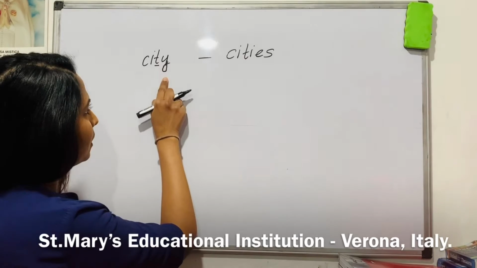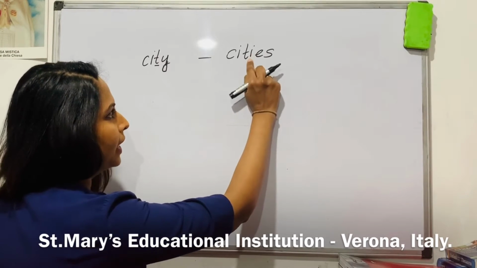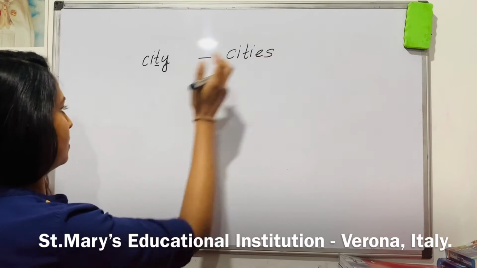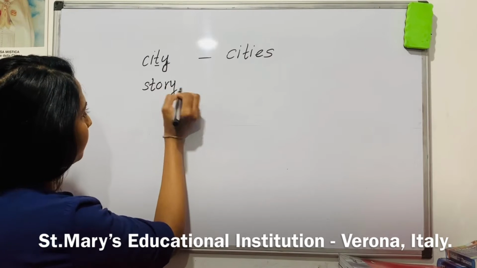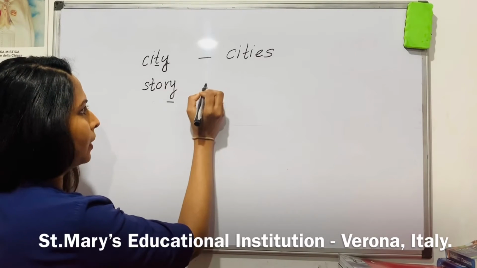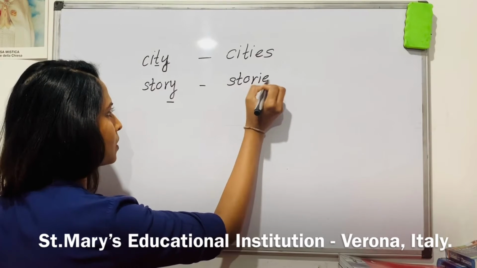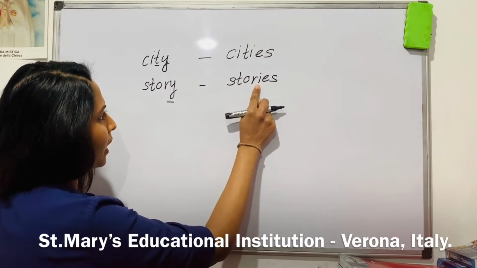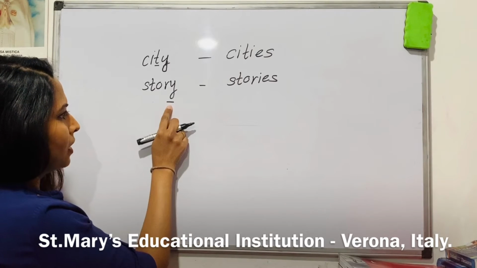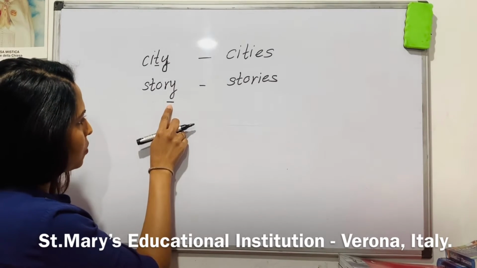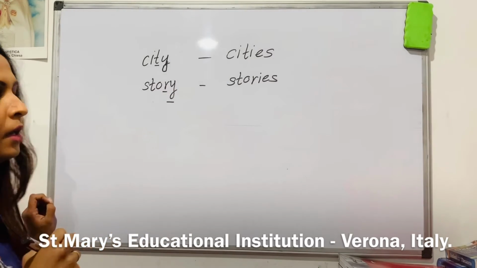At that time, the plural noun is made without Y and with IES. When you look at this word story, the last letter is Y, but the plural word is stories. We don't write Y here and we write IES. At that time, you can see the last letter is Y and it has a consonant before that.